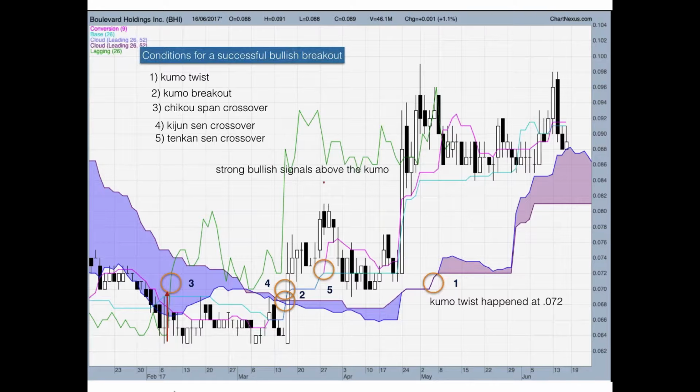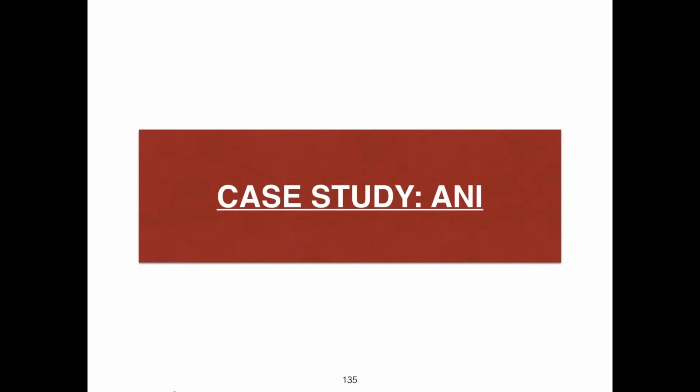Now the crossovers that happened above the Kumo are strong bullish signals. Now, a weak bearish signal also occurred above the Kumo. This was the break or the cross of the Tenkan-sen below the Kijun-sen. Since price is still above the Kumo, then this is a weak bearish signal.